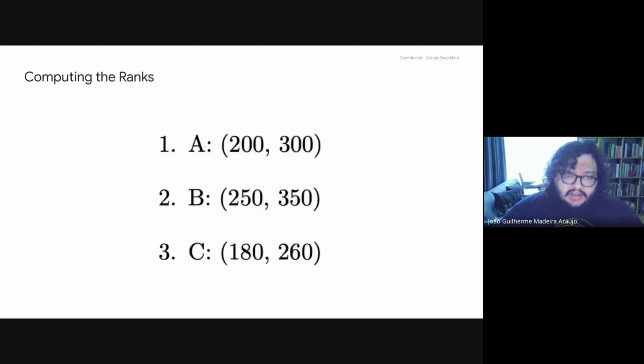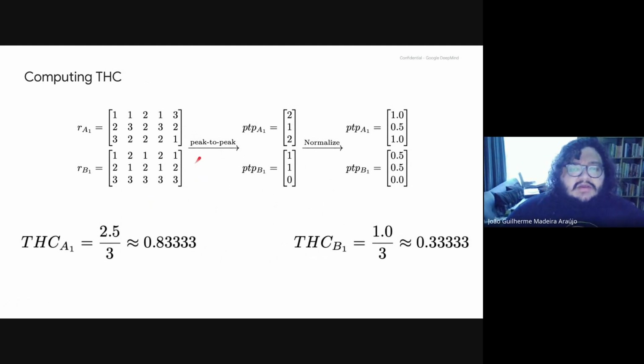Okay. And so that's how we compute the rankings. Now, what we're going to be looking at is what we do after we have the rankings. So imagine we have the rankings here. Each line here is a ranking in a different environment or a different setting. We are going to be computing the peak-to-peak metric between those environments. So peak-to-peak is maximum minus minimum.